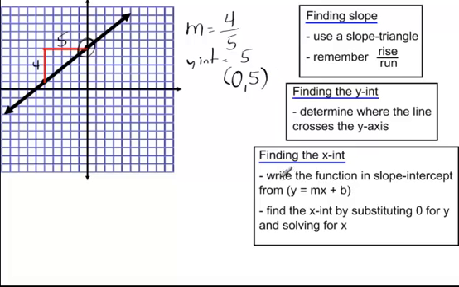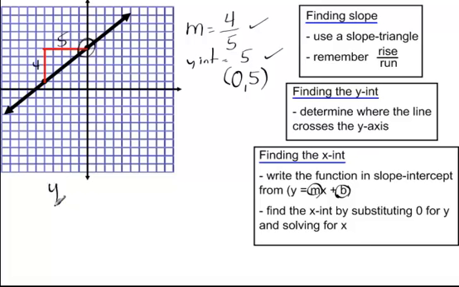So now I have to find the x-intercept. In order to do that, I need to write this function, which is now a line, in slope-intercept form, y equals mx plus b. And the reason I can do that is the m in slope-intercept form is my slope. The b is my y-intercept, so I already know both parts of it. Once I do that, then I can actually find the x-intercept by substituting 0 for y.